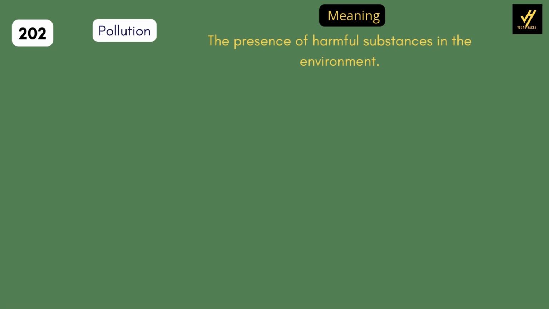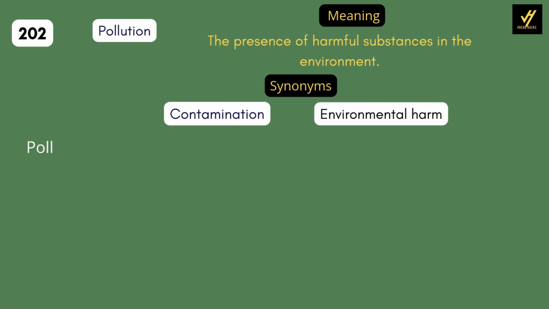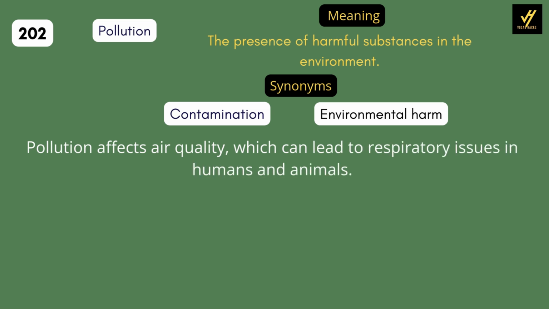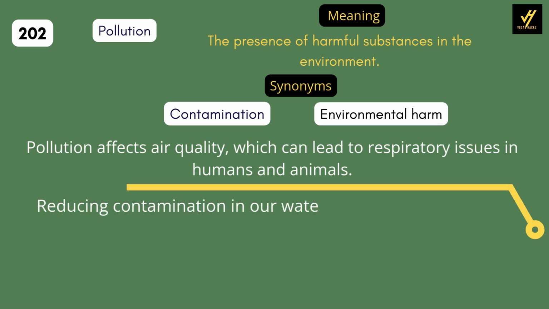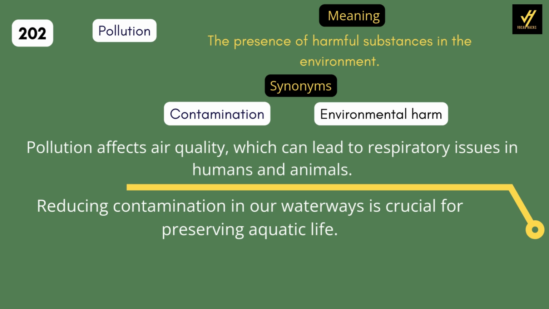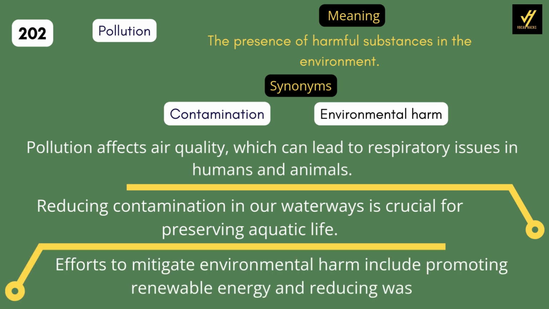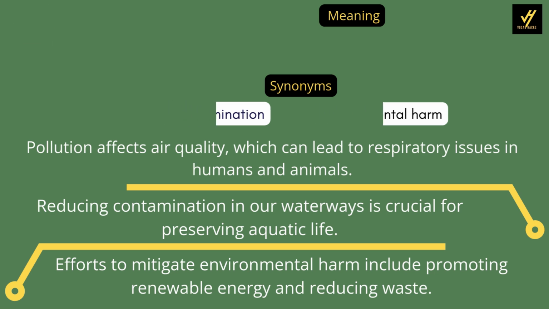Pollution, the presence of harmful substances in the environment. Contamination, environmental harm. Pollution affects air quality, which can lead to respiratory issues in humans and animals. Reducing contamination in our waterways is crucial for preserving aquatic life. Efforts to mitigate environmental harm include promoting renewable energy and reducing waste.